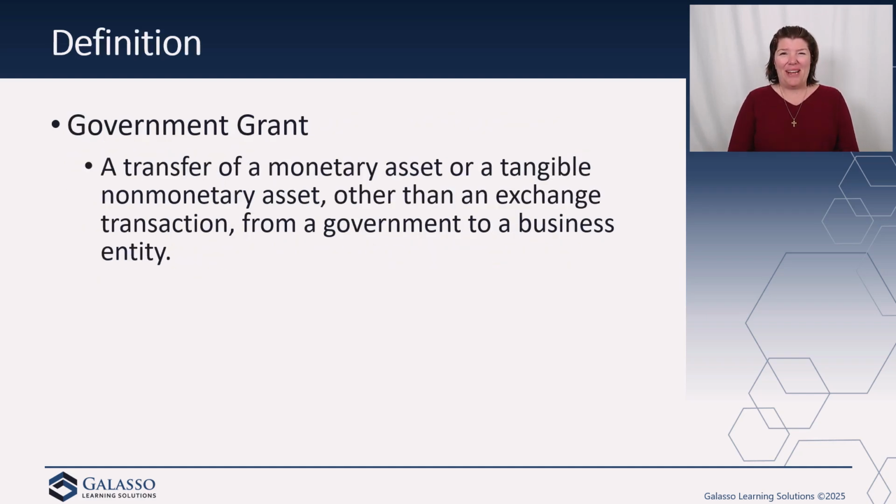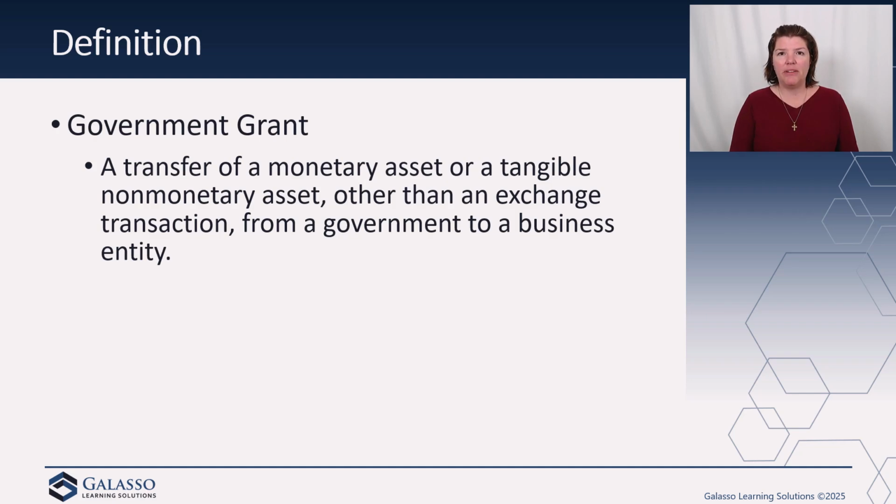So the first thing that we have to understand is what is the definition that we're working with? And so the definition of a government grant is a transfer of a monetary asset or a tangible non-monetary asset, other than an exchange transaction, from a government to a business entity. So when we think about this, they explicitly talk about a transfer of tangible non-monetary assets. Intangibles are not in scope.